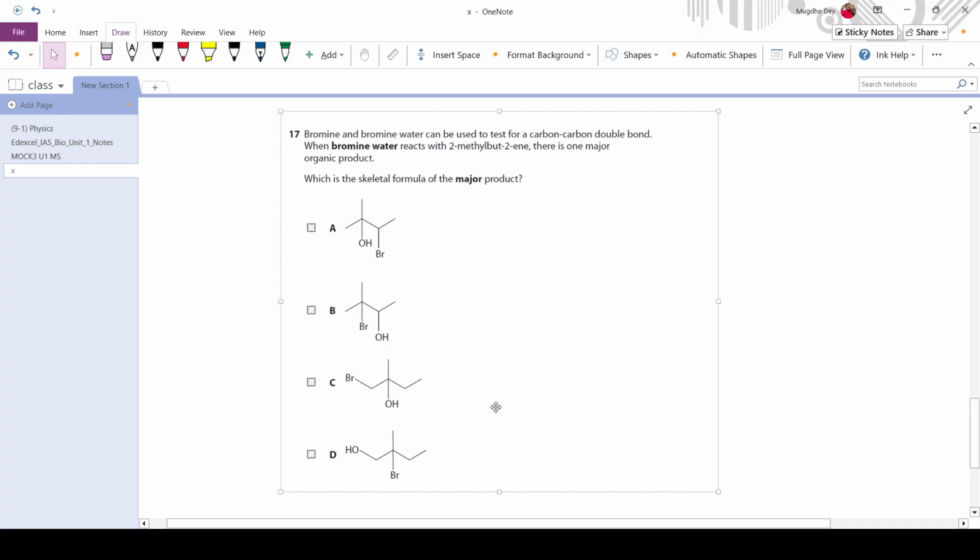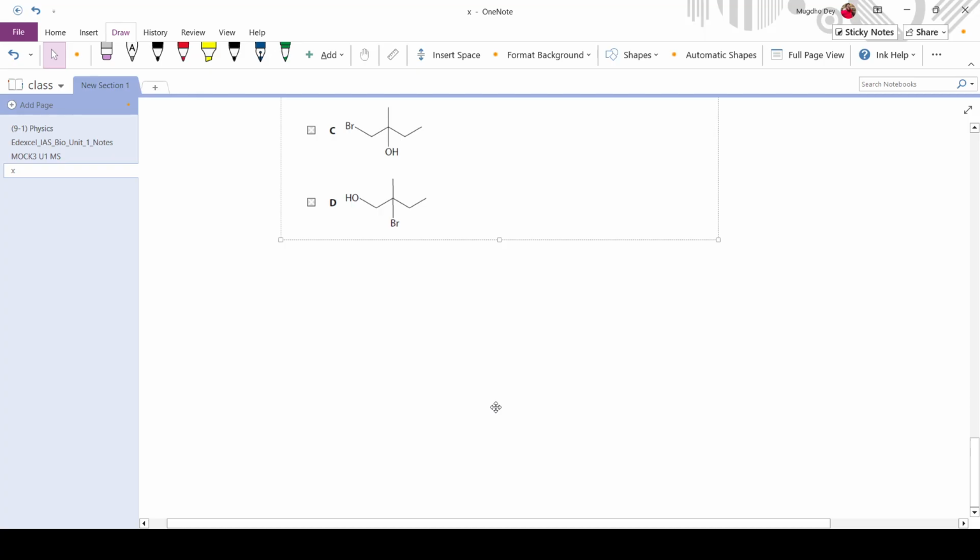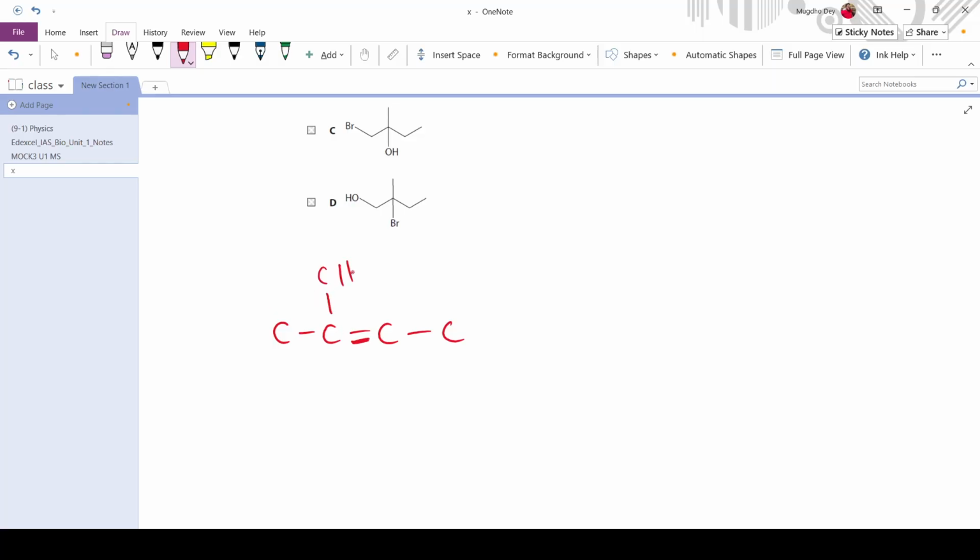Okay, at first, what did they say here? Bromine water reacts with what? 2-methyl butene, isn't it? So if we draw 2-methyl butene, let's say something like this. So here, this is 2-methyl butene. And then what is happening here? I mean, if you draw the mechanism, what is happening? This is happening, right? So that's the first step we know when the bromine molecule attacks.